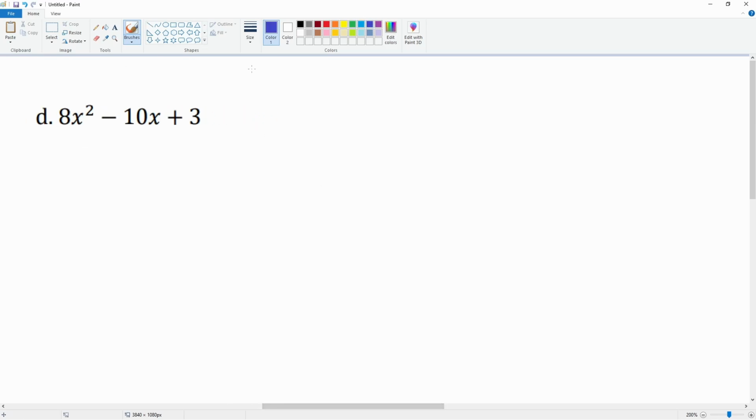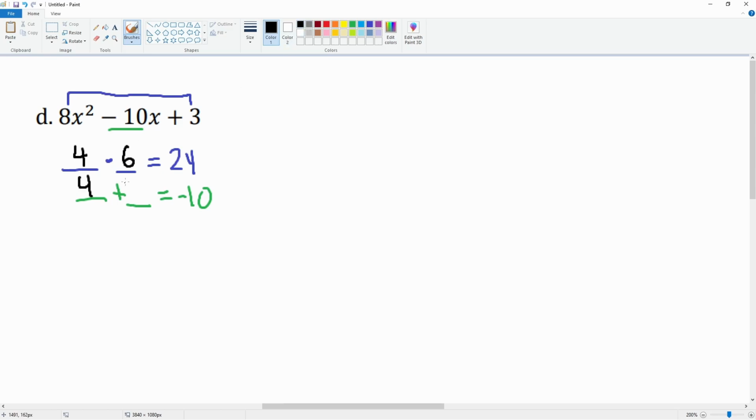Let's look at D. We want to find two numbers that multiply to make 24 that adds up to negative 10. In this case, we can try 1 and 24. No. 2 and 12. No. There's no way to get negative 10. 3 and 8. No. 4 and 6. Yes, 4 and 6 does work. But that's only if both of them are negatives, right?